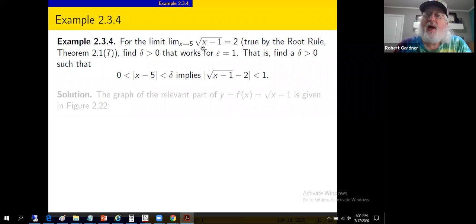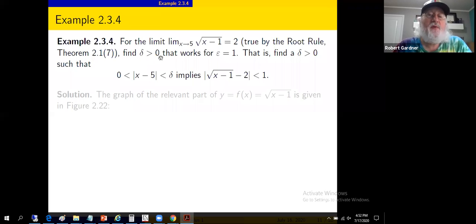when x is close to 5. So the square root function is receiving inputs that are not close to 0. So we don't have worries about square roots of negatives. So this is, in fact, correct. But let's go through and illustrate the epsilon delta thing.